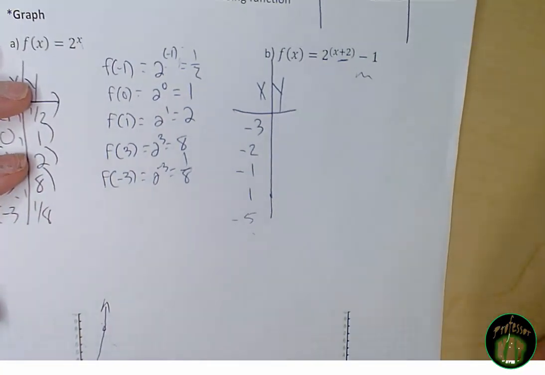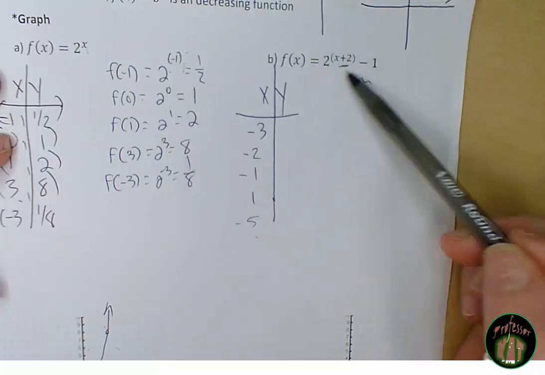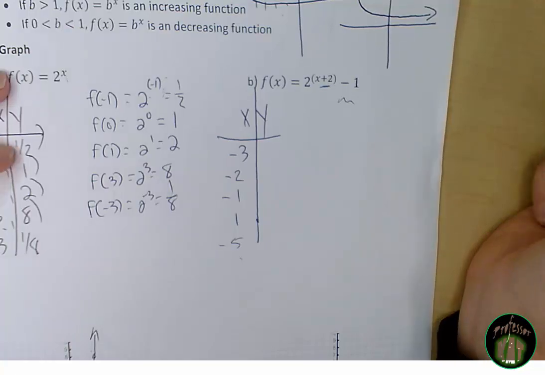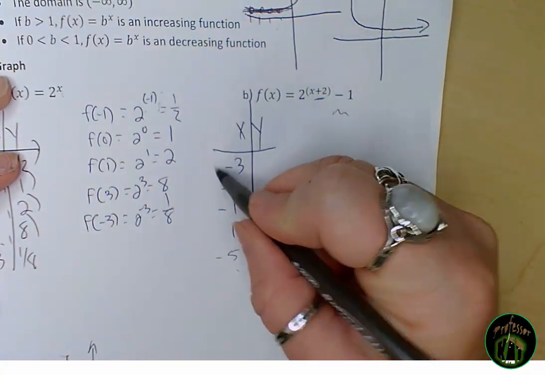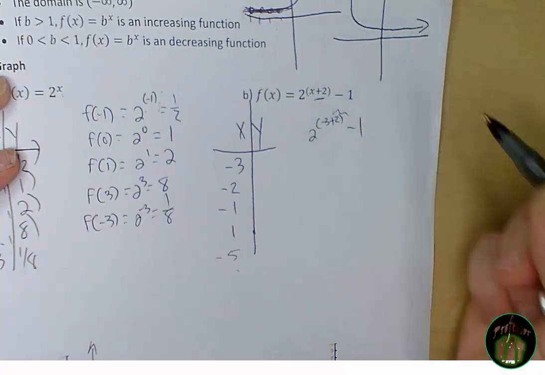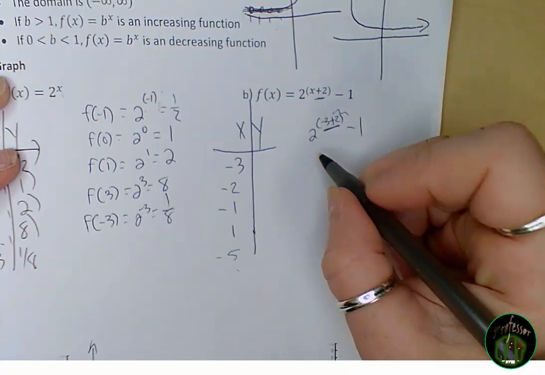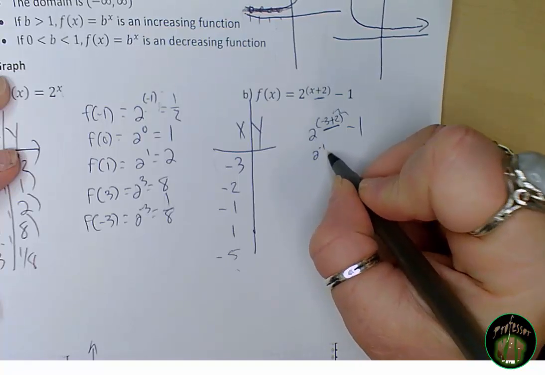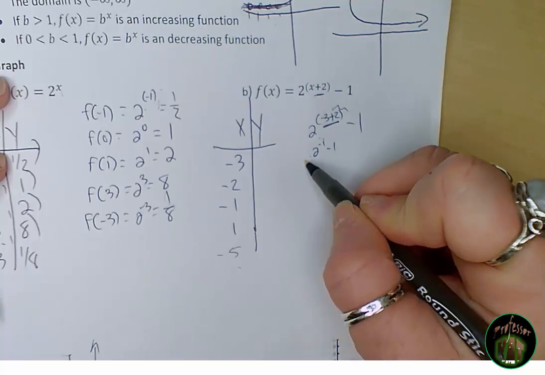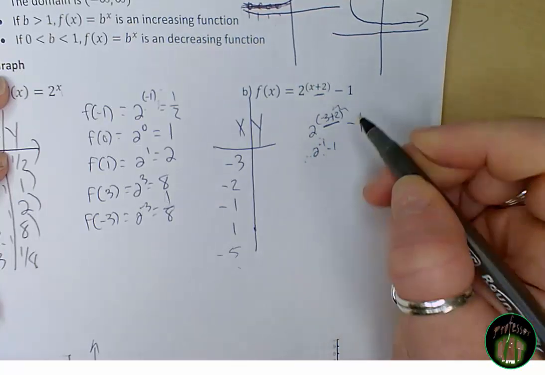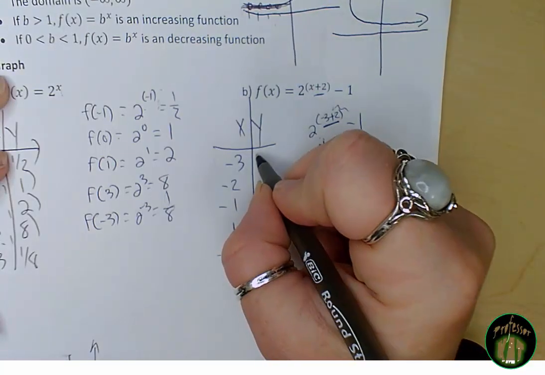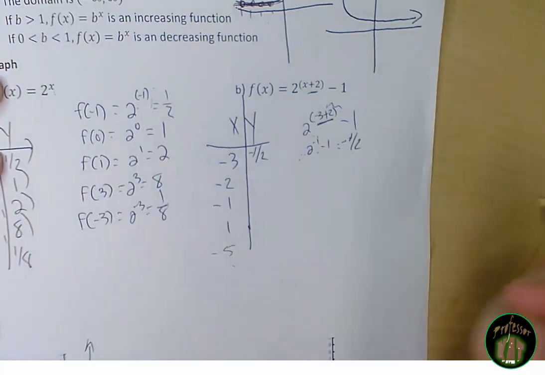If you are able to use a scientific calculator, you can go ahead and type that in easily to get these. Otherwise, I do like to simplify things by hand. I'm a little old school. So let's see, plug in a -3. So 2 to the -3 plus 2 minus a 1. Well, -3 plus 2 is a -1. And keep in mind, 2 to the -1 is a 1/2. And 1/2 minus 1 is a -1/2. So I'm going to get a -1/2 right over there.